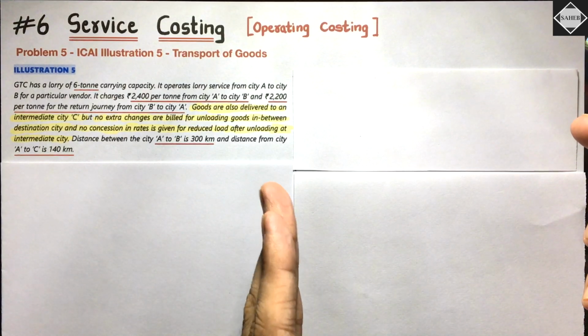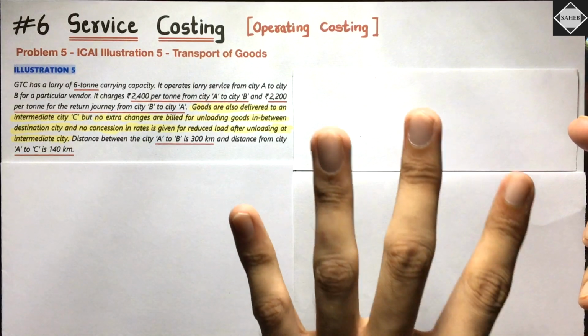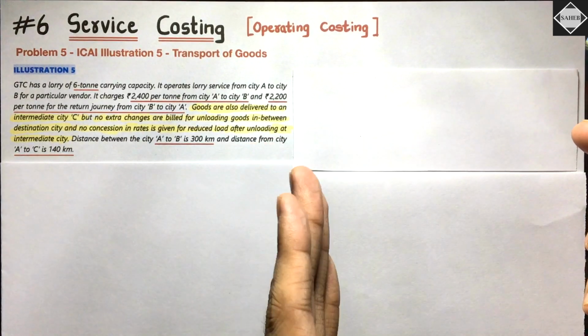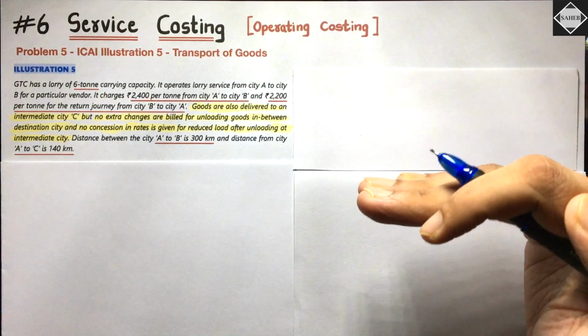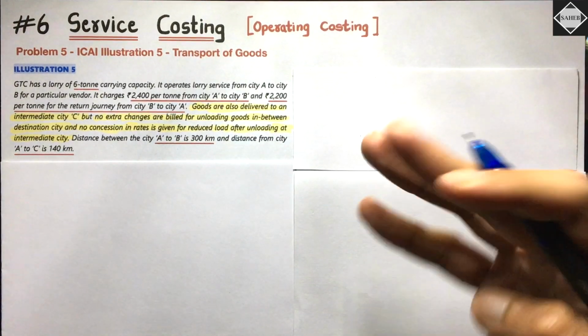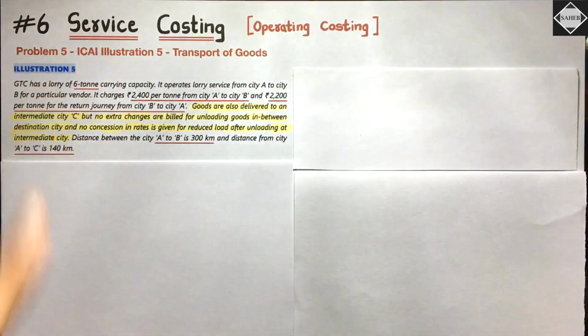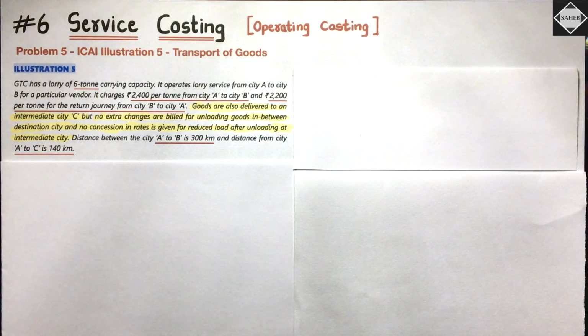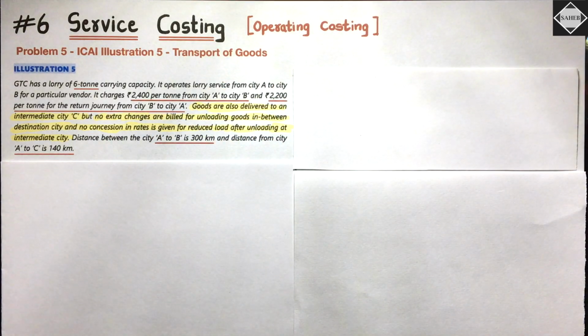So if we unload 2 tons in city C, then from city C we are not leaving with 6 tons anymore, we are leaving with 4 tons. 4 tons will be carried from city C to city B. So in that case, we'll have a reduced load, only 4 tons, while our carrying capacity is 6 tons. For that also we do not give any discount. If we think logically with common sense, we might think a discount will be given. No discount will be given. Is that clear?